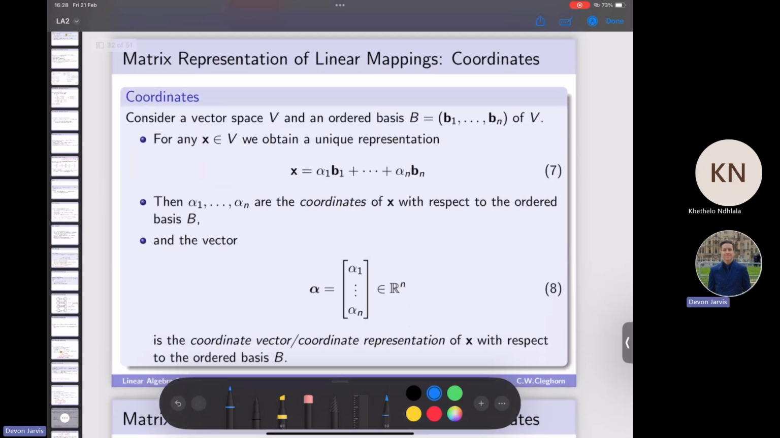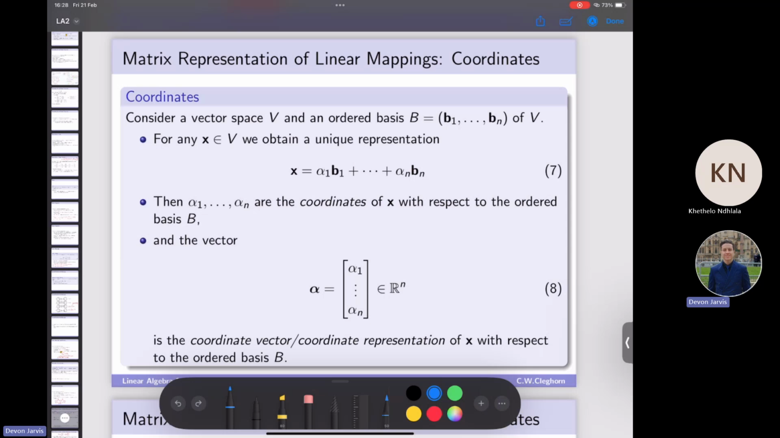Okay, so we get to the definition that I've already kind of given you, so we're going to go a little bit quickly through this now. It's coordinates. So consider a vector space V and an ordered basis B1 to Bn of that vector space. For any x in V, so again, any x in the vector space itself, we can obtain a unique representation of x in terms of the other vectors, your basis vectors, and that's lambda 1 through lambda n. Those will give you the coordinates of x with respect to the ordered basis.